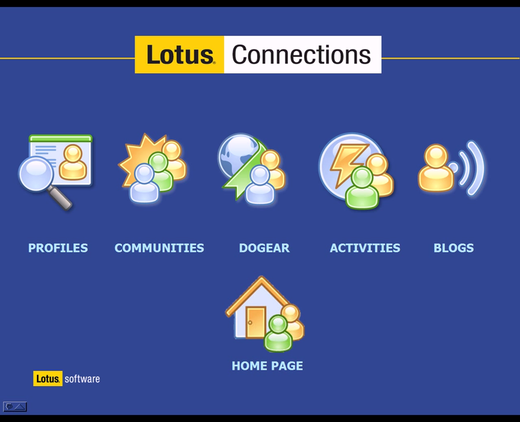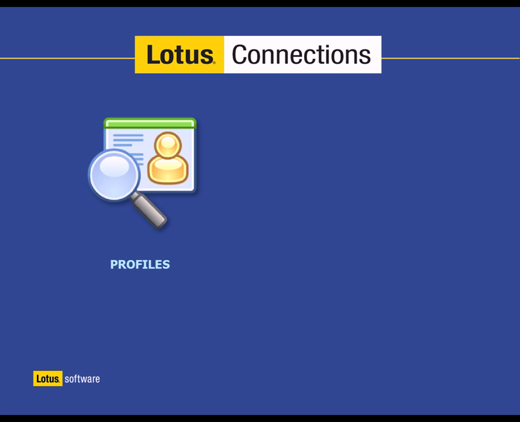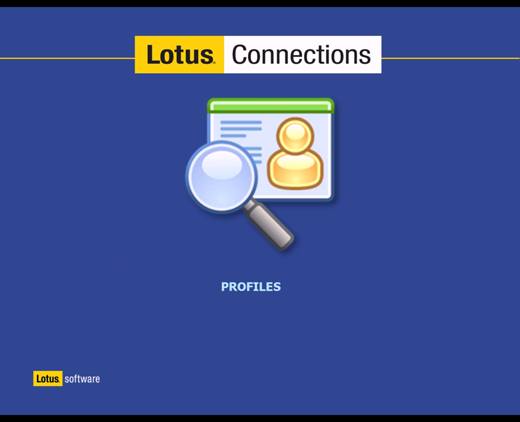Lotus Connections is an enterprise social software suite that includes several services: profiles, communities, social bookmarks, which we call Dogear, activities, and blogs, and aggregates all these services together in what we call our homepage. The Lotus Connection services can be used independently or can be used together. Today I'm going to focus on one of these services, and that's the profile.